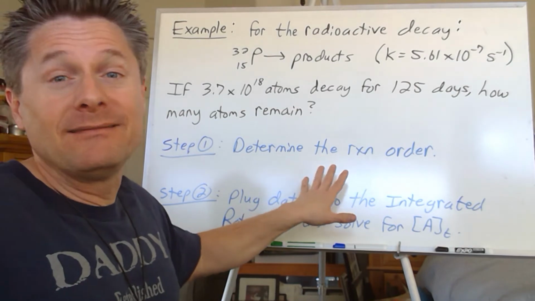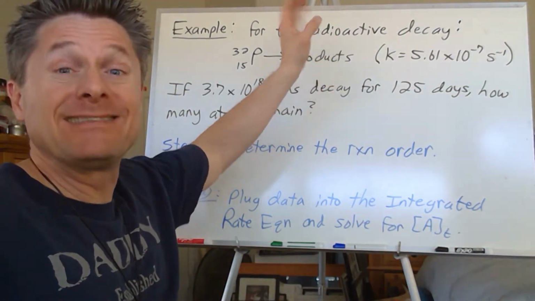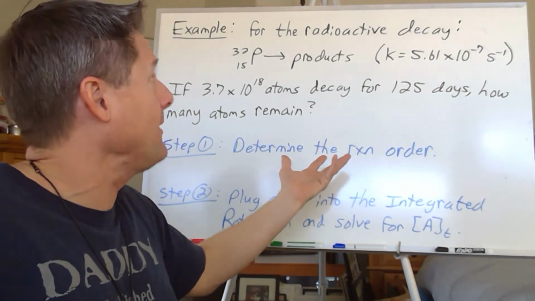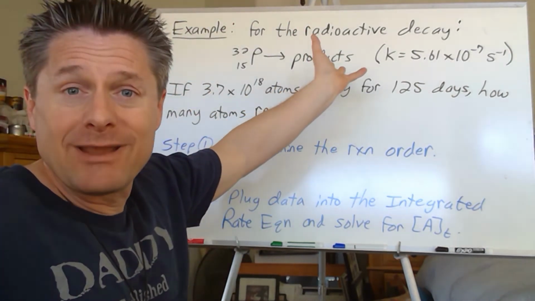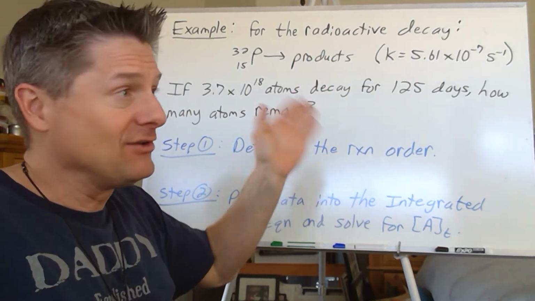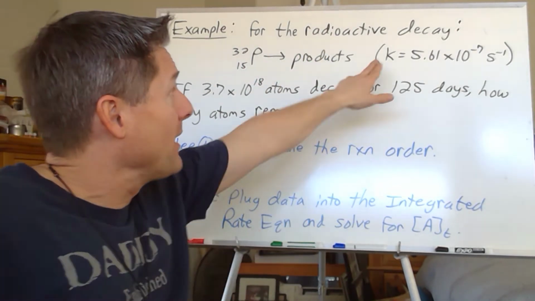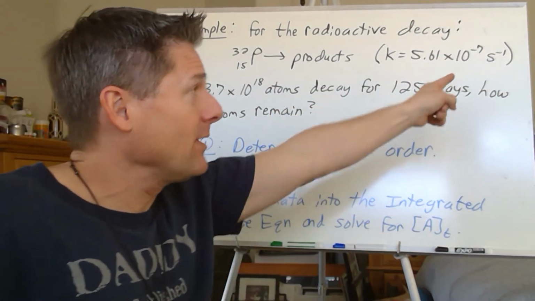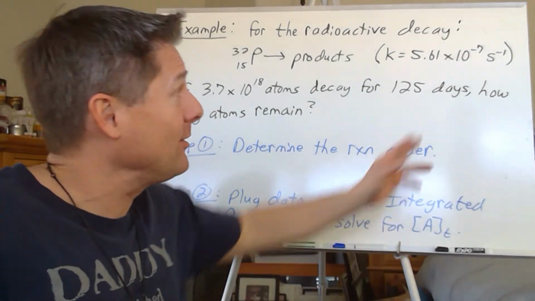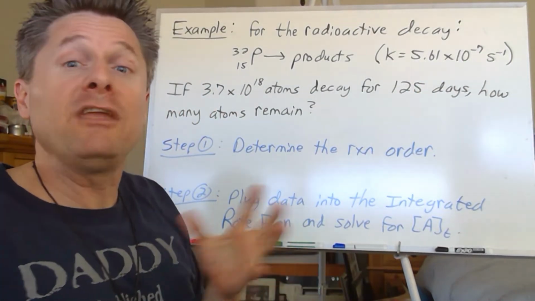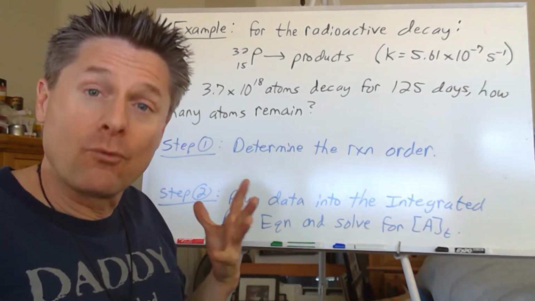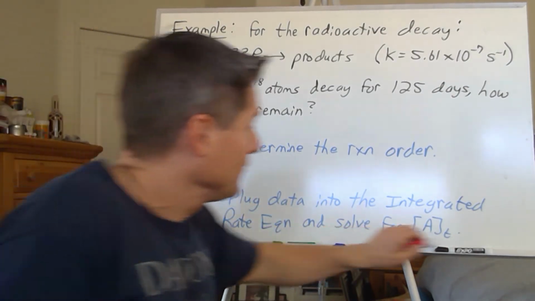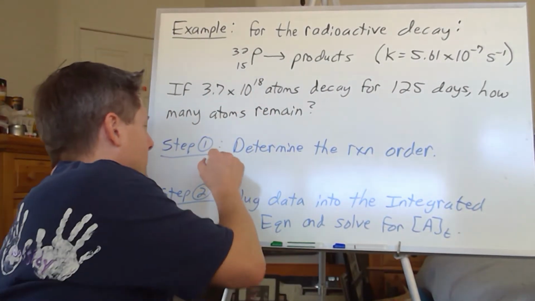So again, step 1, determine the reaction order. If it's provided, if it specifically says it in the problem, you're good to go. If it doesn't, I don't have concentration-time data, so I can't make a plot and see if it's a straight line or not. But I was provided the rate constant, and we've got units. It's inverse time. Only first order reactions have rate constants with units of inverse time. So from the units, we know it's first order.